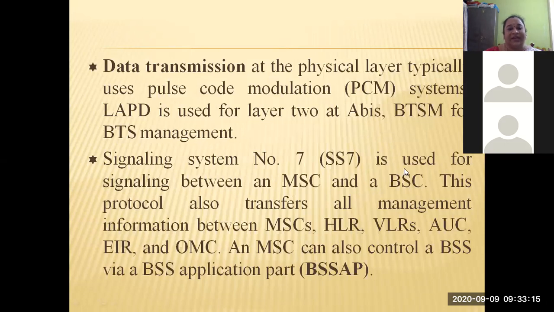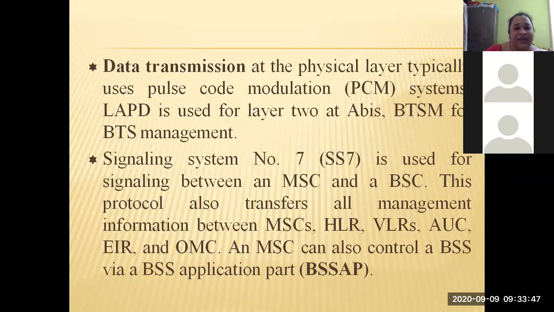See, coming to the data transmission, how will the data transmission be done at the physical layer? At the physical layer, we consider only the radio transmission and data picking. Data transmission will be done typically using the pulse code modulation system. This is one of the modulations. Actually, we discussed this particular modulation, where the digital pulses will be coded into bits. According to those bits, the data transmission will be done here.